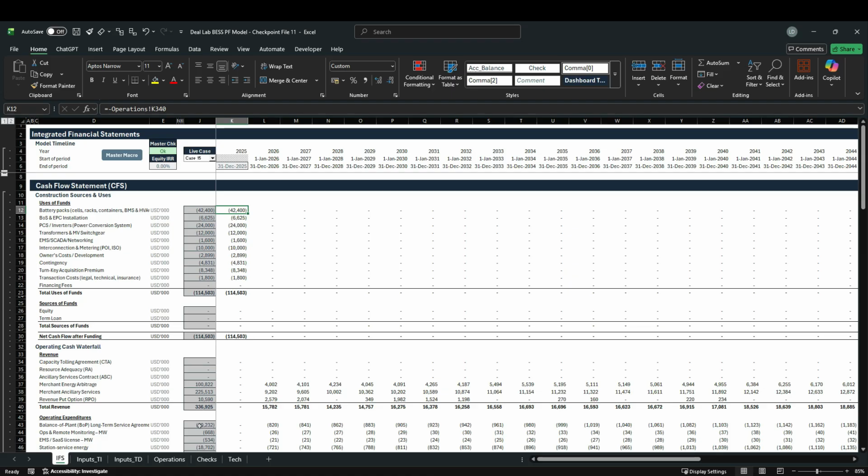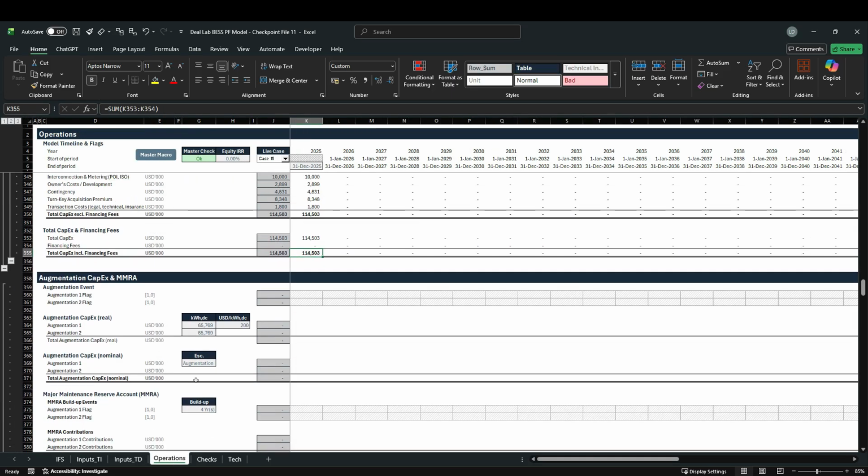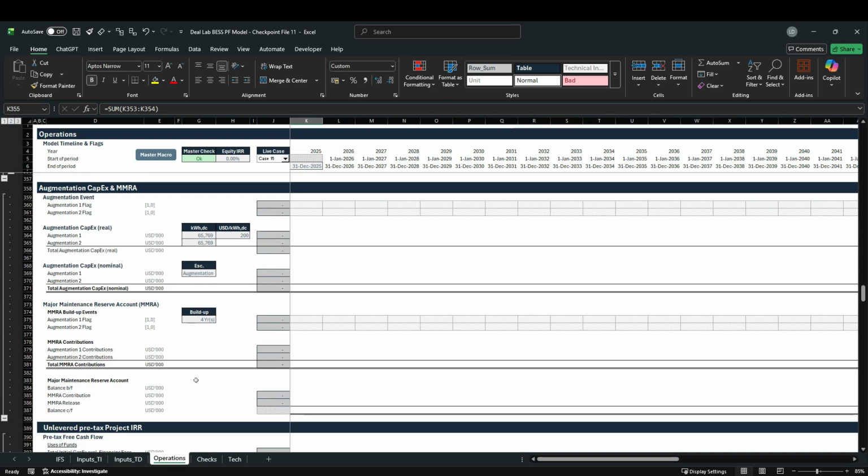And in the next lesson, we will stay in the CapEx world and cover augmentation CapEx and the major maintenance reserve account. And then after that, we will move on to how the project is actually financed with equity and debt.